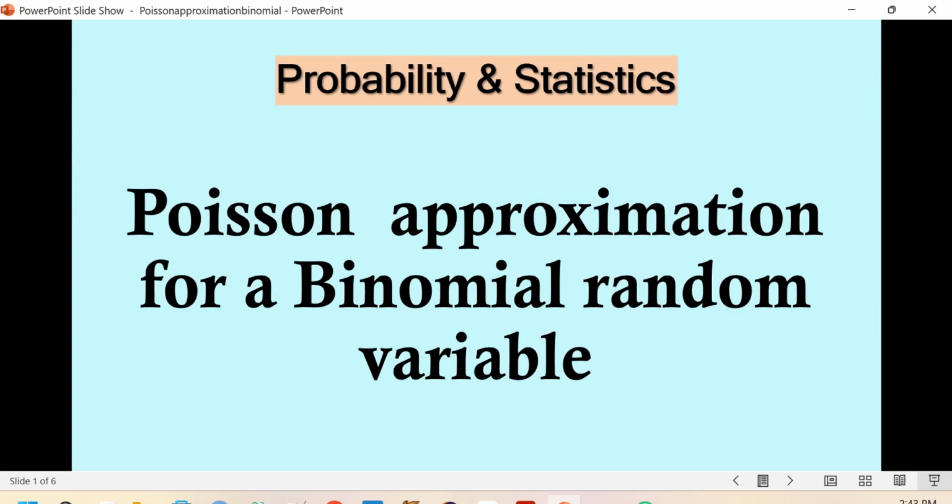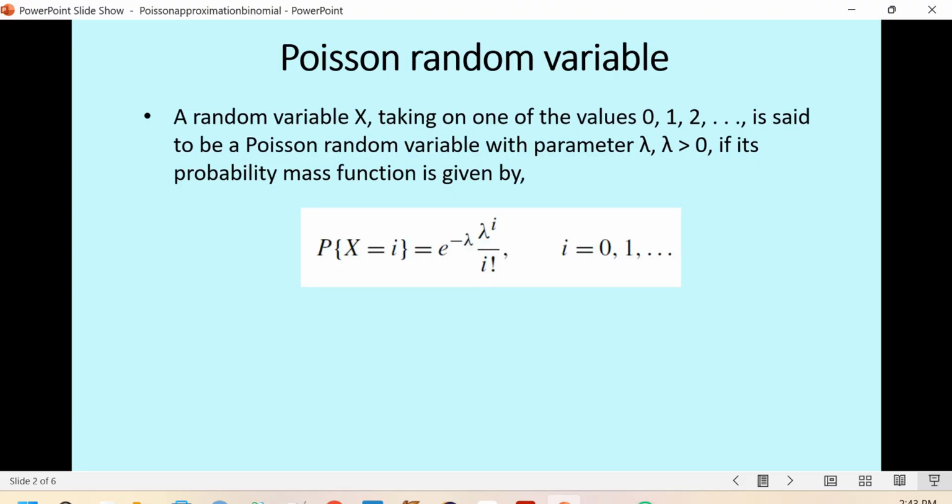Hello. In this video, we will talk about using a Poisson random variable to approximate a binomial random variable. We know a Poisson random variable is a discrete random variable, which means it can take values 0, 1, 2, 3, and so on within a particular time period. And within this time period, there is a constant average occurring rate called lambda.